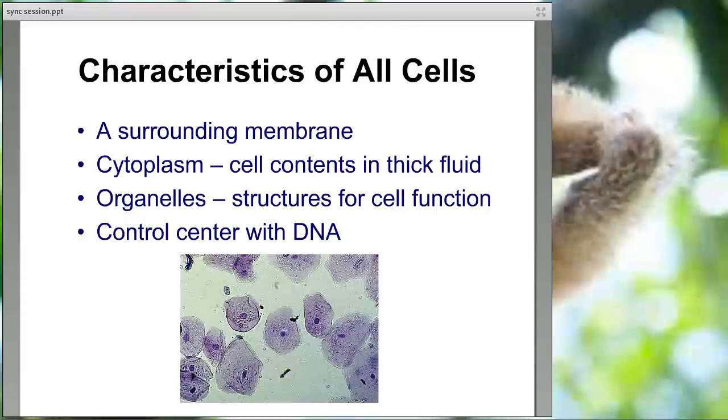So, characteristics of all cells, no matter what kind of cell it is, they all have these things in common. And we can see we have some probably cheek cells right there in that picture. So they all have a surrounding membrane. They all have cytoplasm, which is kind of the jelly that the other stuff is located in. They all have organelles, which are the structures for cell function, and they all have DNA.